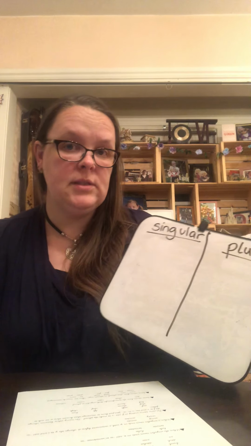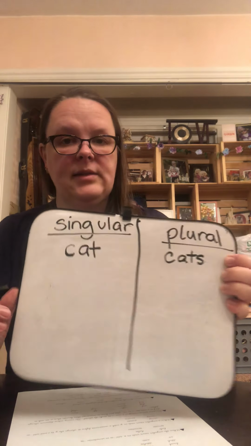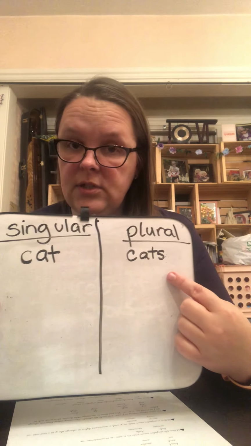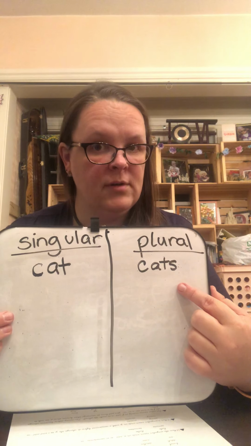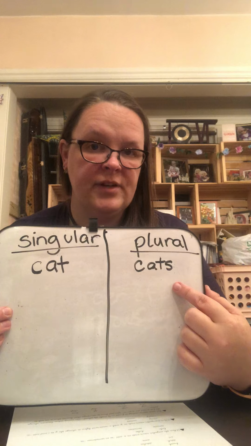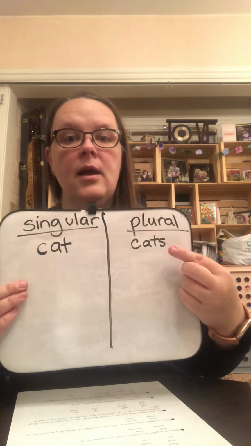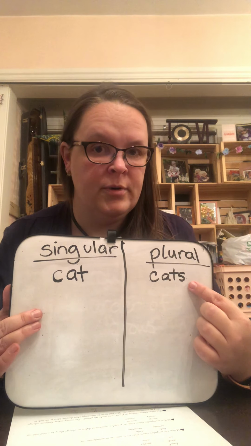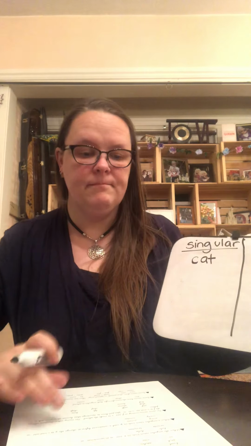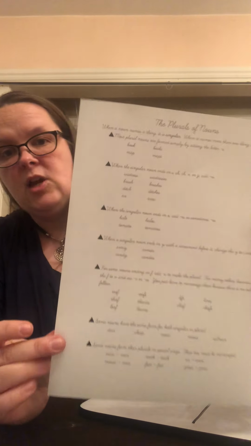To make a plural, all you're going to do for most nouns is add an S. You guys already know that. So I have one cat, but actually I have two cats. All I do is add an S. Please note that I do not ever use an apostrophe to make a plural. That's not how you make a plural. You use apostrophes for other things, okay? Don't use an apostrophe. It's super wrong. One cat, two cats.